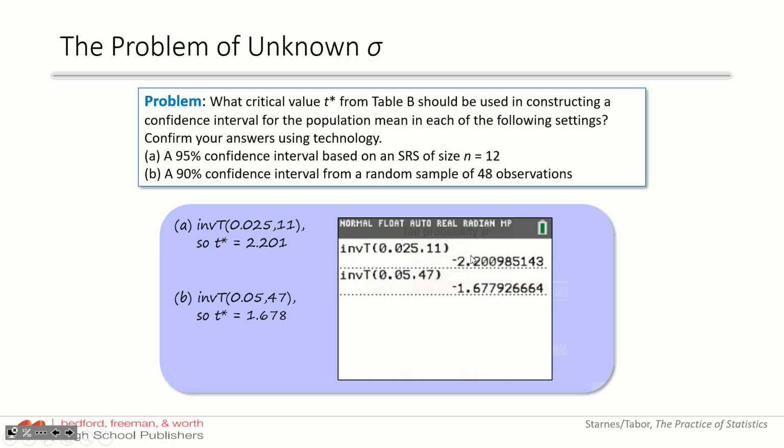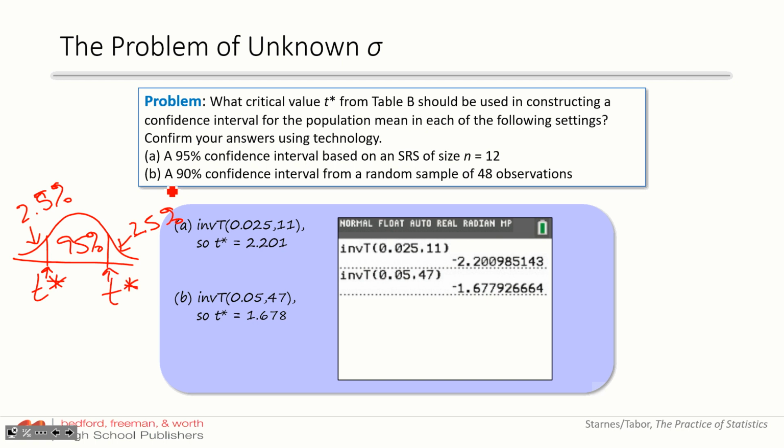Also, remember we did inverse norm to look up a Z star. Your calculator has the inverse T function, so you could use the calculator as well. Now notice, when your calculator spits out these values, they're negative because you're given the tail area of 0.025 in a 95% confidence interval. In a 95% confidence interval, you want 95% in the middle, you want 2.5% in each tail, right? So to find the T star, to cut off the bottom 2.5 and the top 2.5, you would have to type in an area of 0.025.